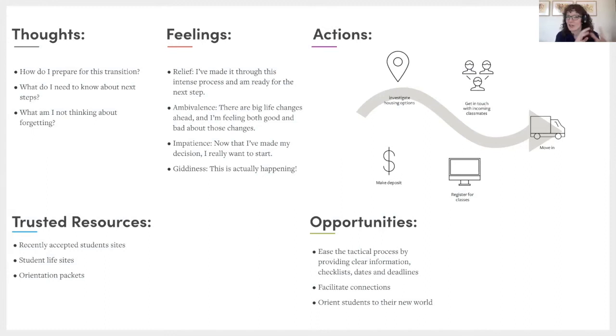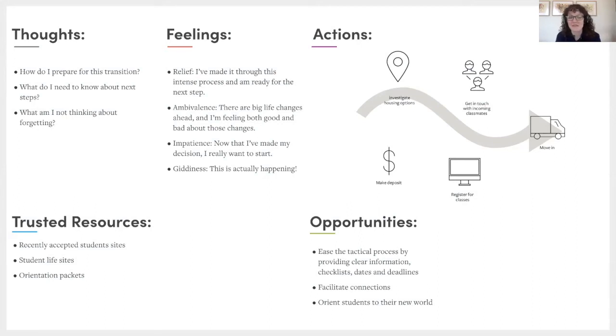And then with that sort of big life change on the horizon, we do see some ambivalence. There's a lot of big changes ahead. I feel good, I feel bad about it. There's kind of this interesting mix of emotions. And I'm so excited to start. I can't wait. Let's get going.